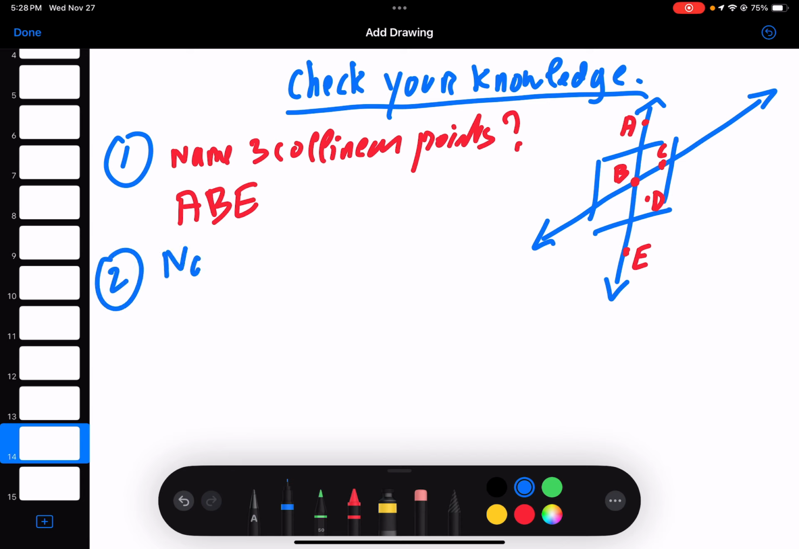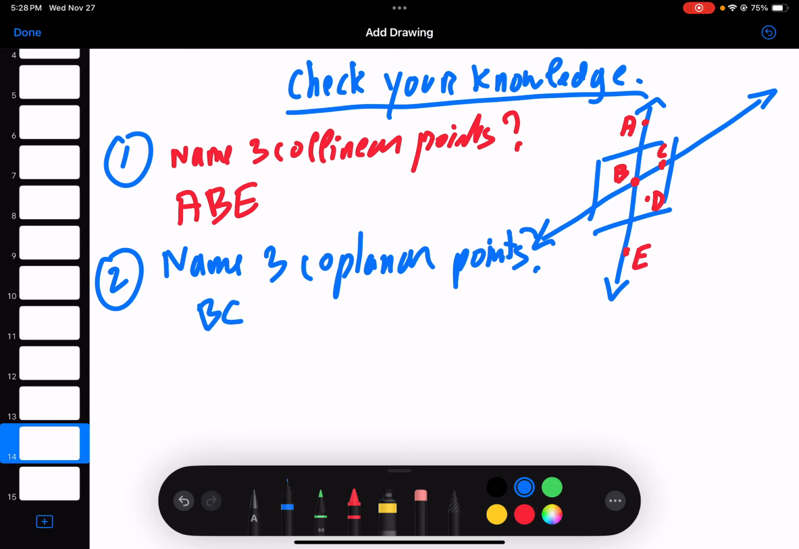All right, 2. Name 3 coplanar points. Okay, so BCD or DBC, all are correct answers. BCD, right? They all lie on the same plane. Okay.